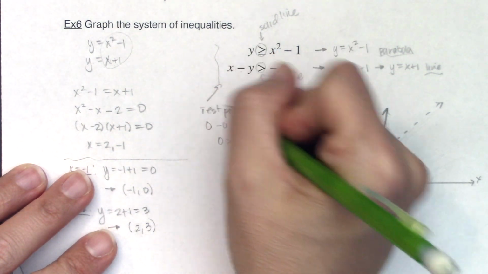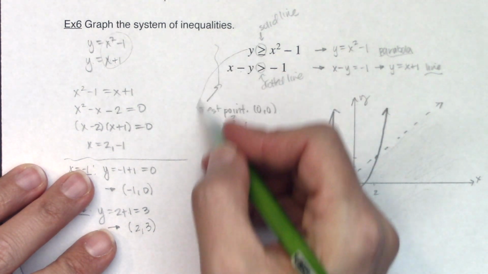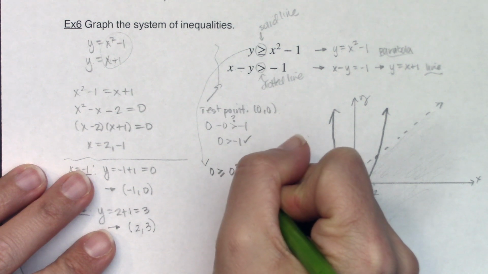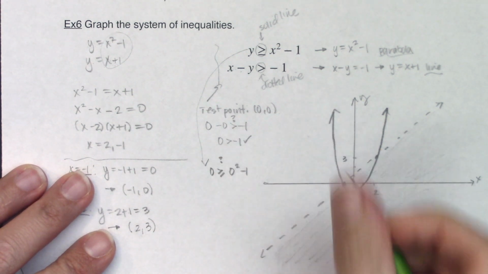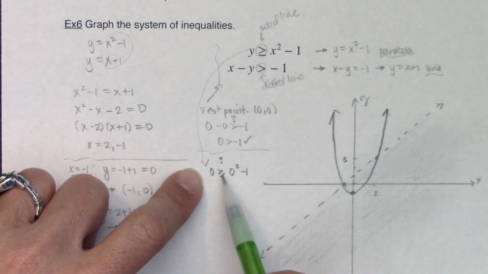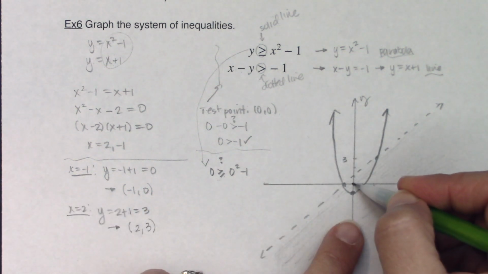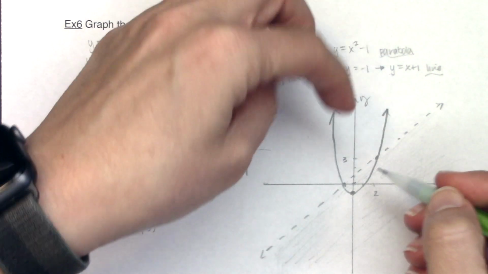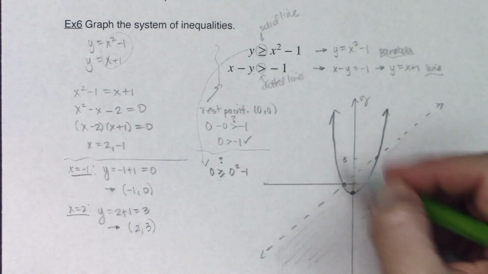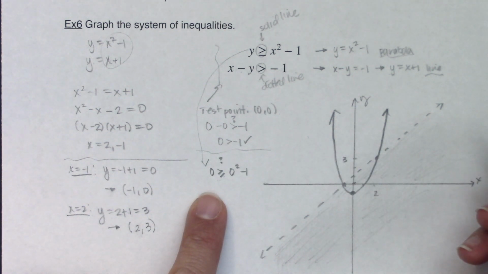So now let's try this test point of (0, 0), because (0, 0) is not on the parabola either. Is it true that 0 is greater than or equal to 0 squared minus 1? I always put the little question mark over the inequality. We'll see. If this is true, I'm going to shade above my parabola. If this is false, I'm going to shade below my parabola.